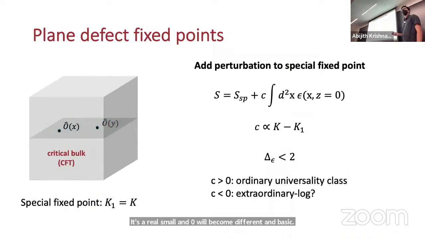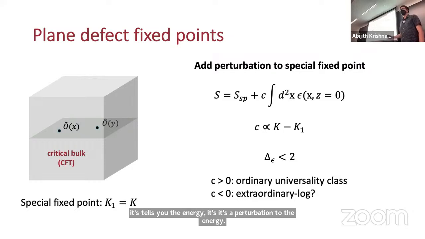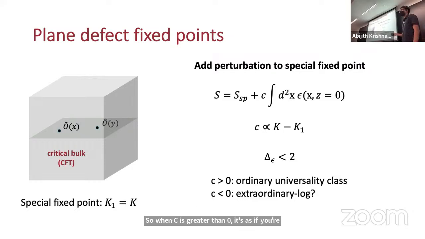But epsilon is an arbitrary perturbation. So epsilon here is the thermal operator. So it tells you the energy. It's a perturbation to the energy. So when C is greater than 0, it's as if you're adding a large energy to the defect, and that's why we get the ordinary universality class. So epsilon is positive. Well, epsilon is a field. But the meaning of the sign of C will change with respect to epsilon as well.